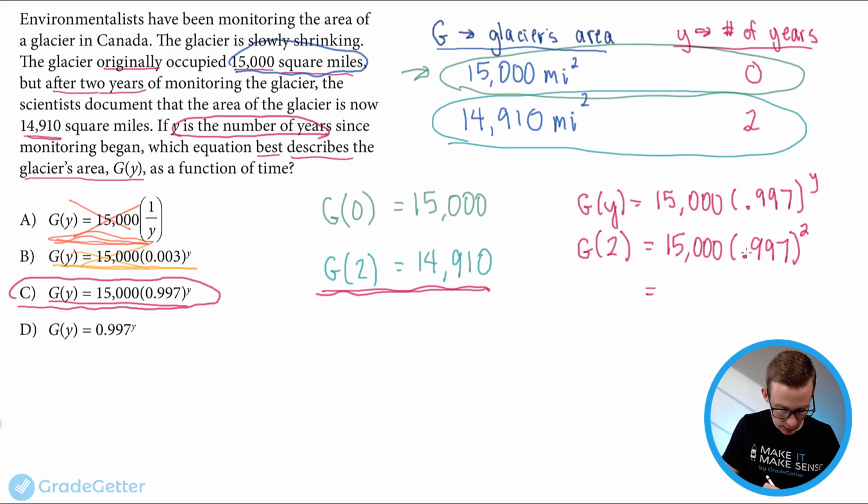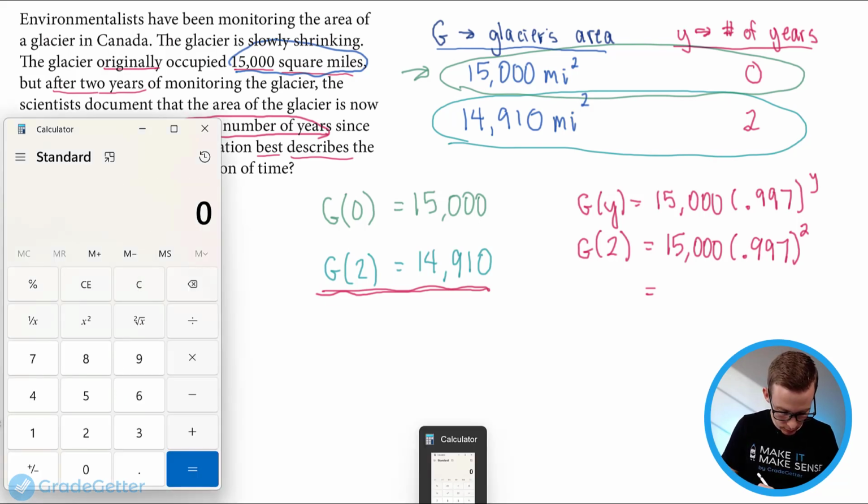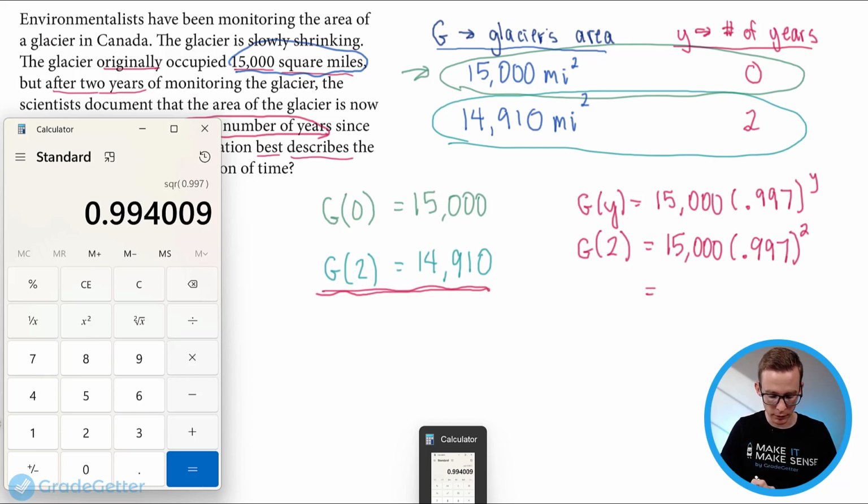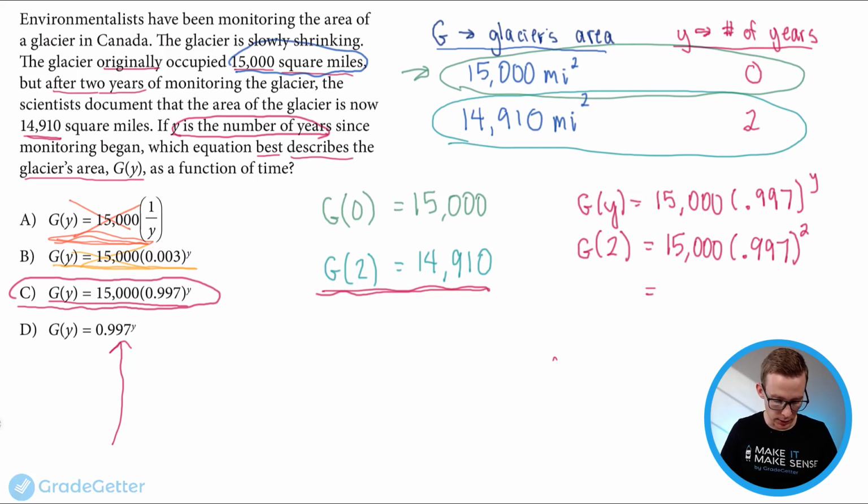And we could double check it here. I could plug in 2 for y there, but 0.997 squared to the second power is just 0.994. It's not my expected output of 14,910. So yeah, D is out. It's probably good to double check your answers just to make sure, which we went ahead and did. But we already solved for the correct answer, which is C. So this should be our equation.